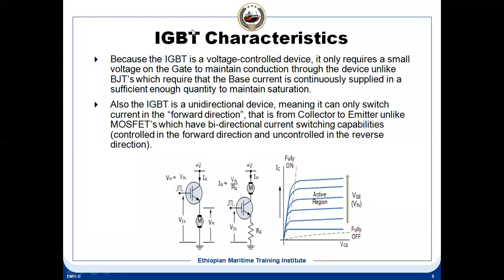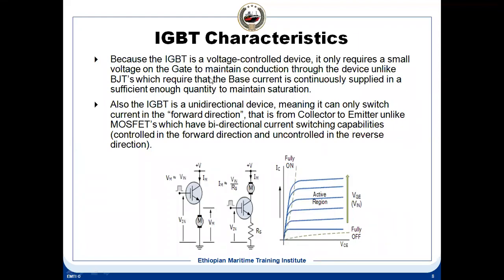So you can see the IGBT characteristic. If you look at this IGBT characteristic, when the gate voltage is very low, the device is fully in the turned off condition. When you start increasing the gate voltage, it goes to the conduction mode. So IGBT is a voltage control device.